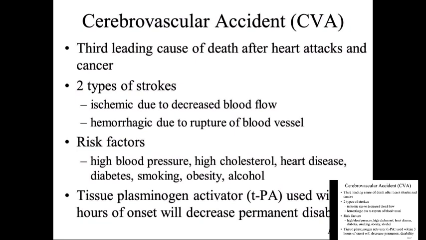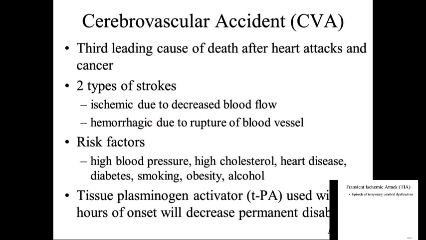If someone is having a stroke, then call 911 and get them to an emergency room immediately so they can give the individual TPA, which is tissue plasminogen activator. As long as it's used within the first few hours, it decreases the chances of permanent disability.